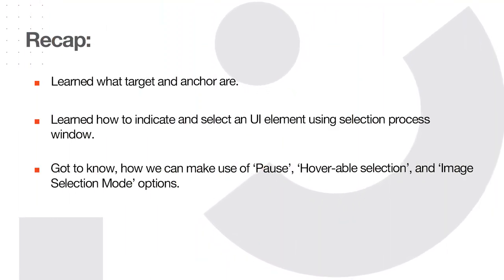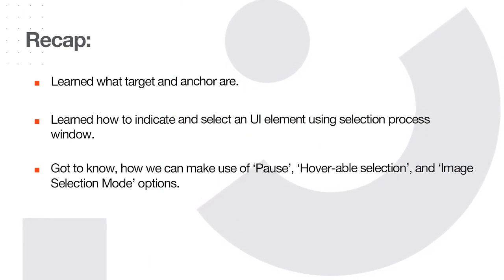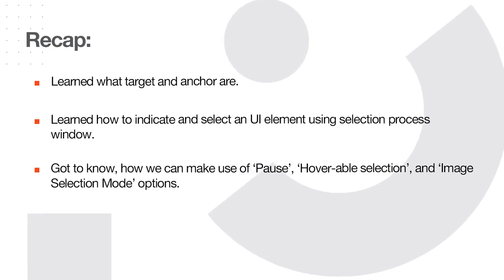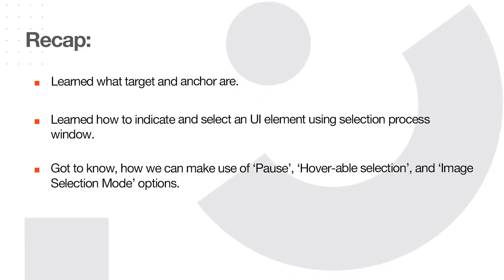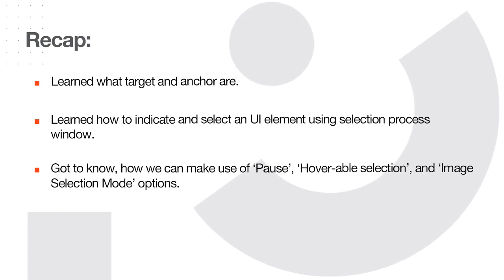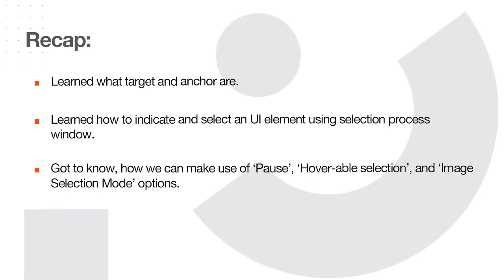In this video, we've understood what target and anchor are. We've learned how to indicate and select a UI element using the selection process window. Finally, we also got to know how we can make use of Pause, Hoverable Selection, and Image Selection Mode options.